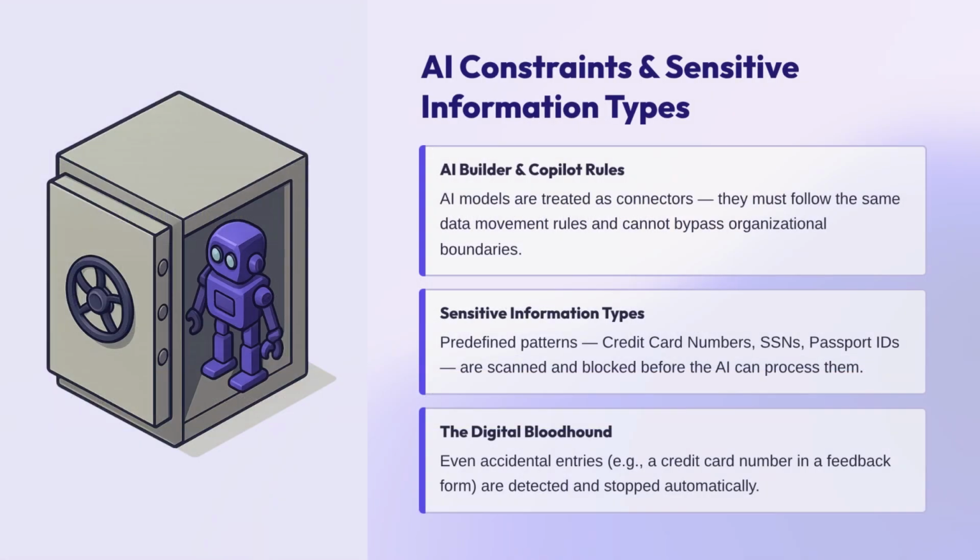This brings us to sensitive information types. The technical documentation defines these as predefined or custom data patterns such as credit card numbers, social security numbers, or passport IDs that DLP policies can scan for to block or alert when the AI attempts to process that specific content. In plain language, it is the digital bloodhound. We are training the system to sniff out things that look like secrets.